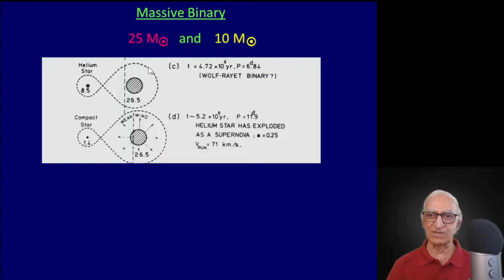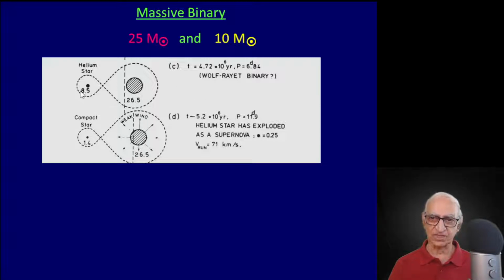Now let's go back to our binary. We began with a 25 solar mass star and a 10 solar mass star. The 25 solar mass star has transferred all its hydrogen envelope to the companion star. So it is now only 8.5 solar mass, which is the mass of the helium core. Where do these numbers come from? From actual computer calculation of the stellar evolution of star 1. And the companion star, which initially had a mass of 10 solar mass, now will have a mass of 26.5 solar mass. The orbit has also shrunk. The period of the orbit has also shrunk.